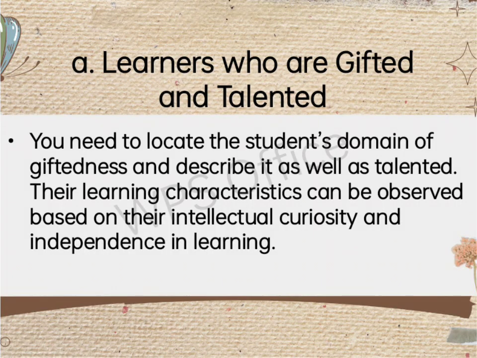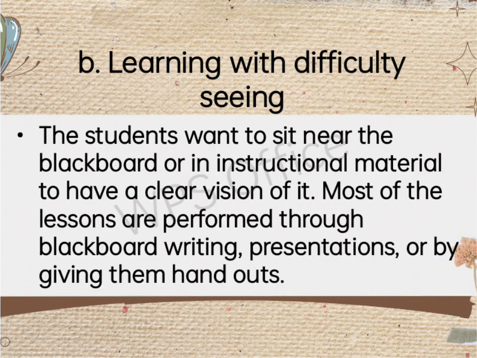A. Learners who are gifted and talented. You need to locate the student's domain of giftedness and describe it, as well as talent. Their learning characteristics can be observed based on their intellectual curiosity and independence in learning. B. Learners with difficulty seeing. The student wants to sit near the blackboard or the instructional materials to have a clear vision of it. Most of the lessons are performed through blackboard writing, presentations, or by giving them handouts.